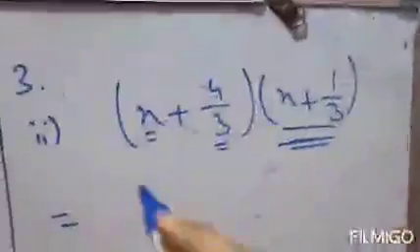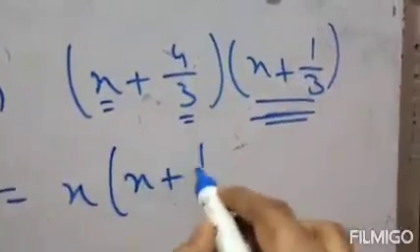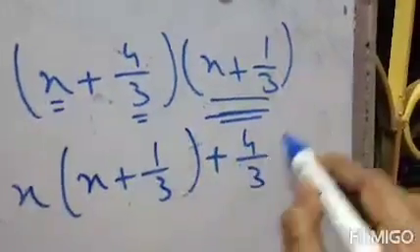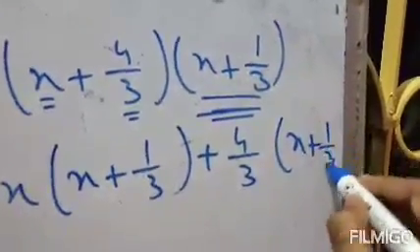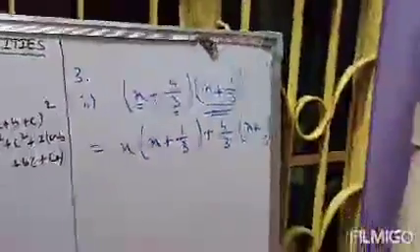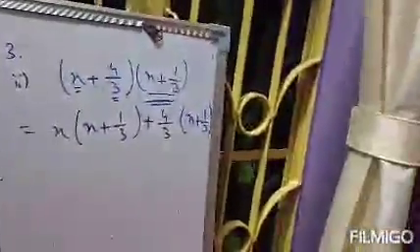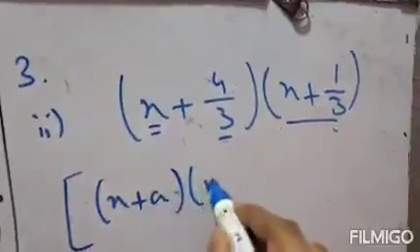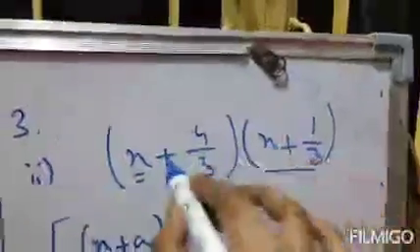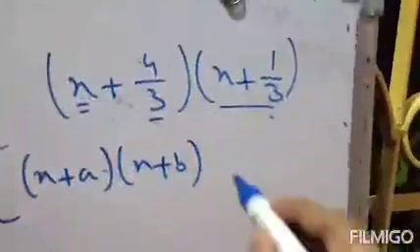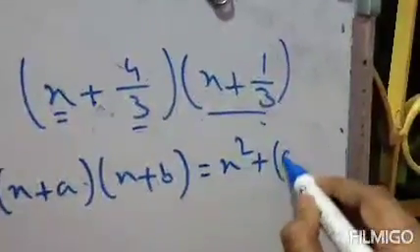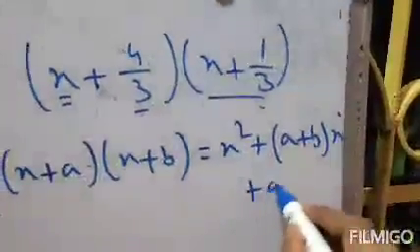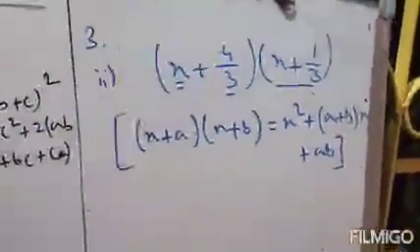Evaluate the following products, that means (x + 4/3)(x + 1/3). Just do like this: x times (x + 1/3) plus 4/3 times (x + 1/3). Clear? You can do like this. Also you can utilize the identity. What is the identity? The identity is (x + a)(x + b), because both the signs are plus. That means this identity should be used. And what is the formula of this identity? x² + (a + b)x + ab. Both the signs are plus, so just compare.